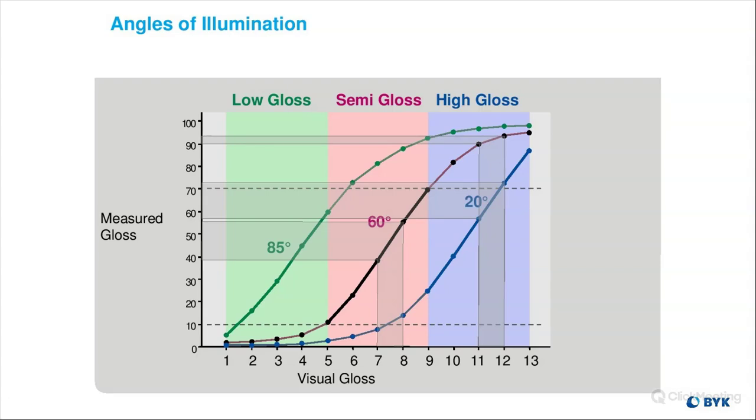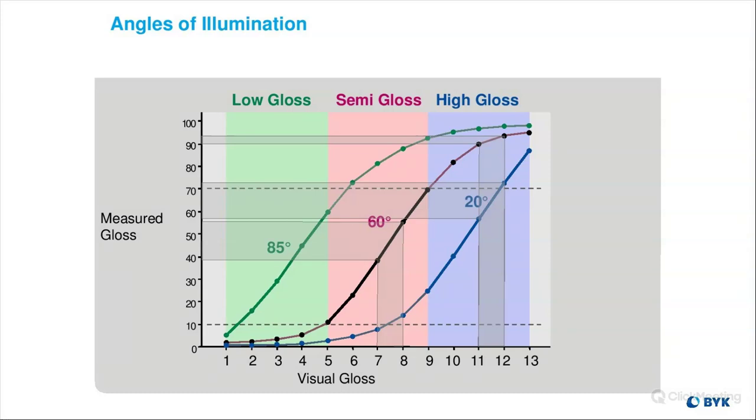And the steps between these panels are visually equal steps, meaning the visual difference in gloss between the number 1 and 2 panel is about the same visual difference between the 2 and 3 and the 3 and 4 and so on. So equal steps between the panels 1 through 13. And on the vertical axis, you see here we have measured gloss in gloss units.